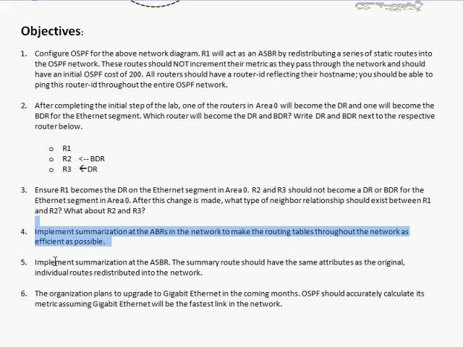Now we'll drop down here and we'll implement summarization at the ASBR. The summary route should have the same attributes as the original individual routes redistributed into the network. So what does that mean? It means we do the summarization at the ASBR, but that summary route is going to encompass all those in one route, and that one route should have all the same attributes, like the same cost.